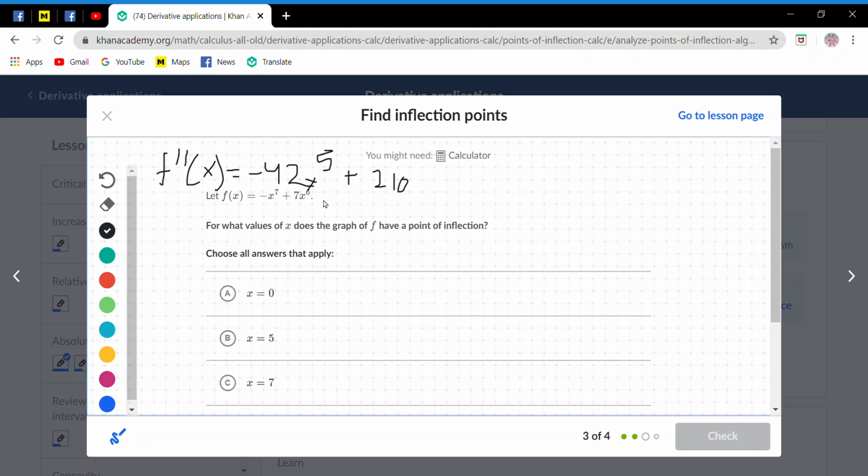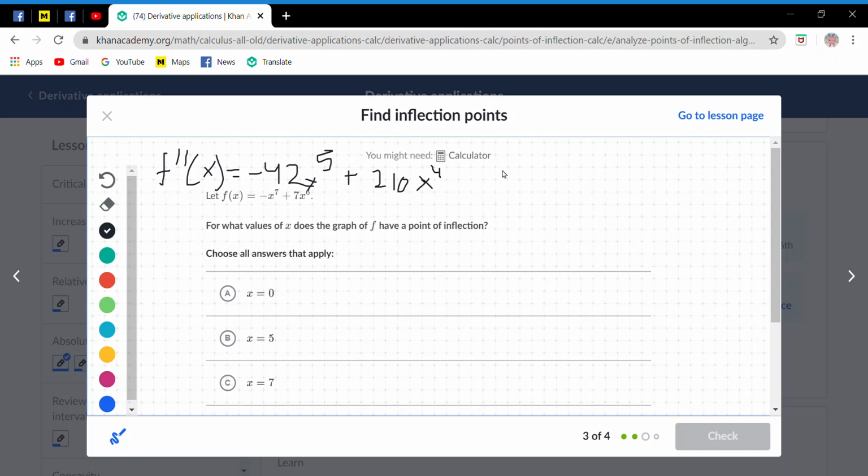So this becomes negative 7x to the sixth plus 42 x to the fifth, so this becomes x to the fourth. Okay, so this has to be equal to 0.